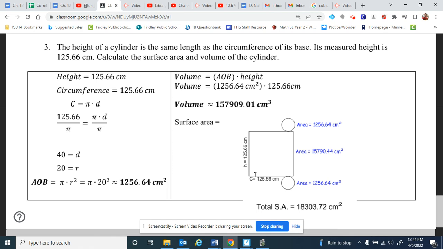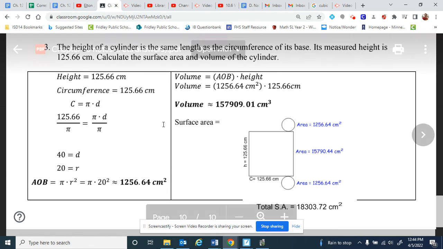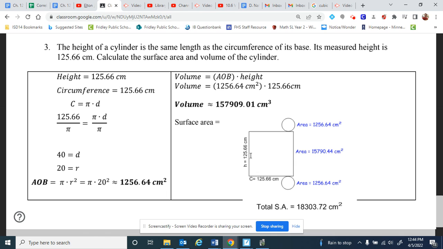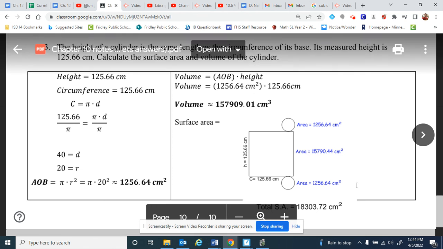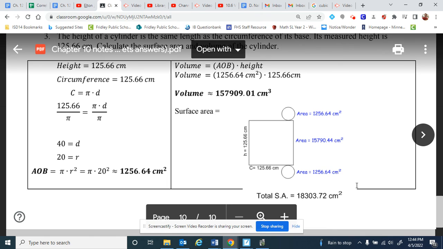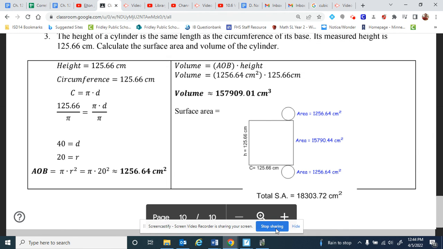And then this distance is the circumference of the can. It's the distance all the way around the top of the can, which we found earlier was 125.66. So multiplying these two together, because they're a rectangle, gives us this number here. Then adding on the two circles, we end up with a total surface area right down there. And this is surface area, so this is centimeters squared. So I'll let you pause the video and write down the pieces you need to write down, ask questions, and that concludes our lessons for Chapter 10.